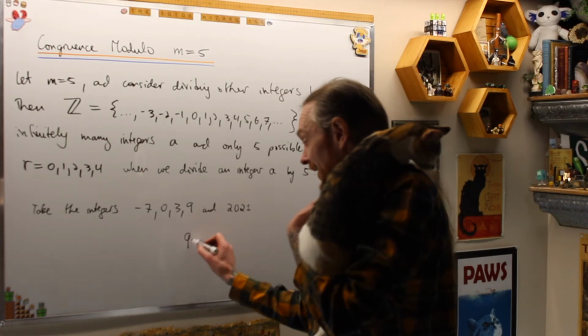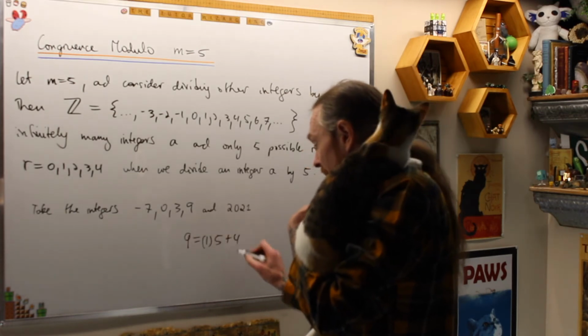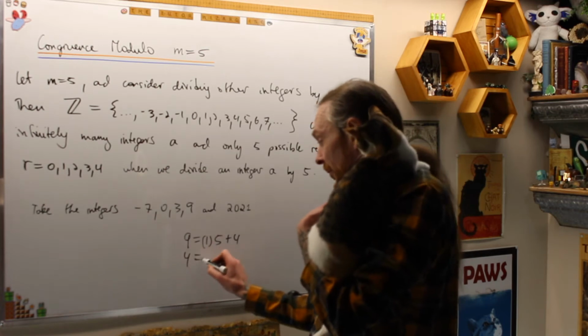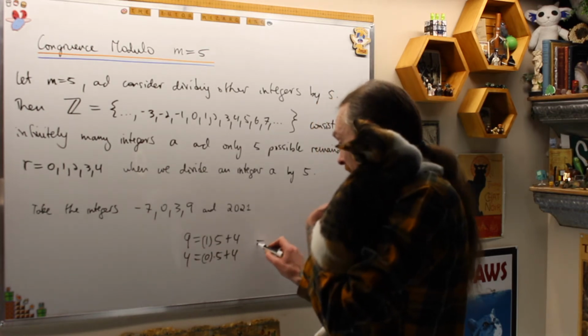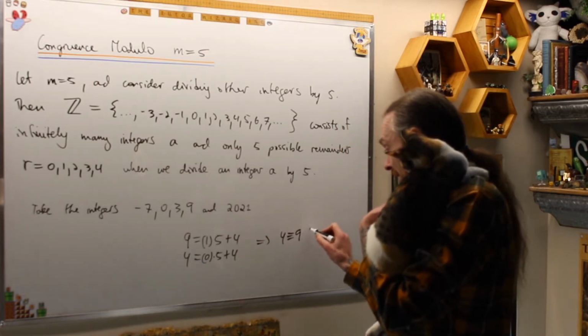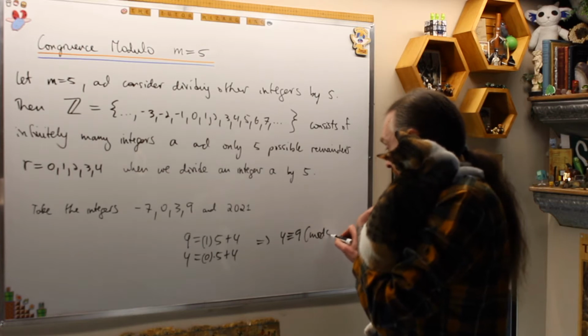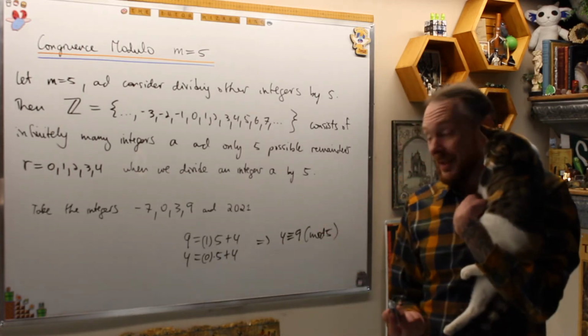Okay, 9 is, now let's do this, one group of 5 plus 4. And I look at 4. 4 is 0 groups of 5 plus 4. So we notice from this that the remainders are the same, that 4 is congruent to 9 mod 5. They have to leave the same remainder.